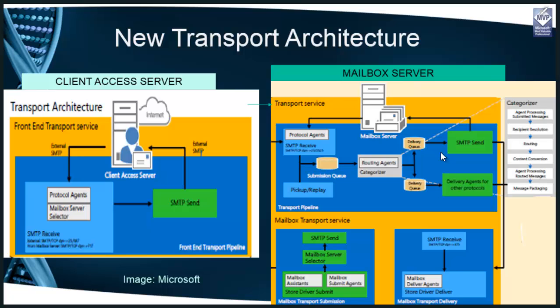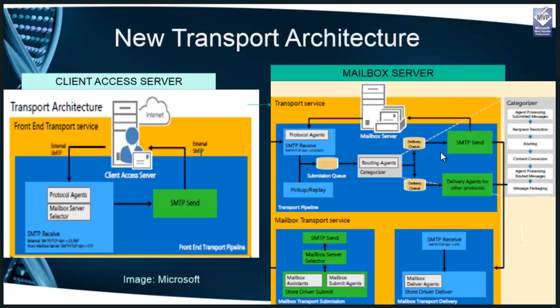The front-end transport service does an AD lookup for the closest healthy mailbox server to connect with the transport service in the same Active Directory site for the message transfer, regardless of the number, type, or location of the message recipient. All right, so it's very simple. The client access server will be trying to connect to the mailbox server and deliver the message to the transport service of the mailbox server.